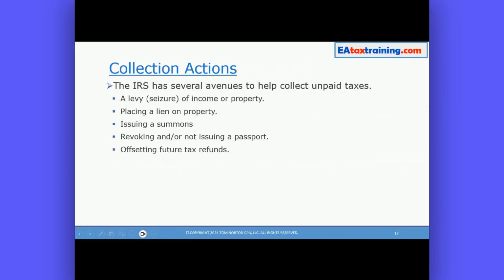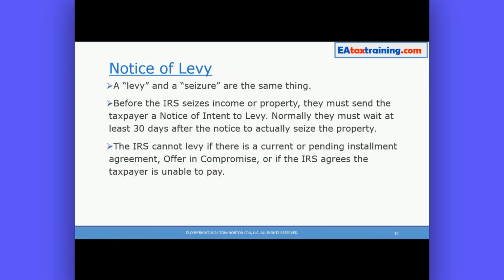So, let's talk about each of these. A levy and a seizure are the same thing. And the way the IRS does it is they issue this notice of levy. However, they have to send that to the taxpayer in advance. Normally, they have to wait at least 30 days after they send the notice of intent to levy before they actually seize the property.